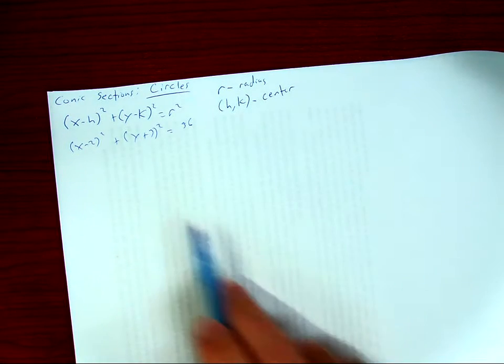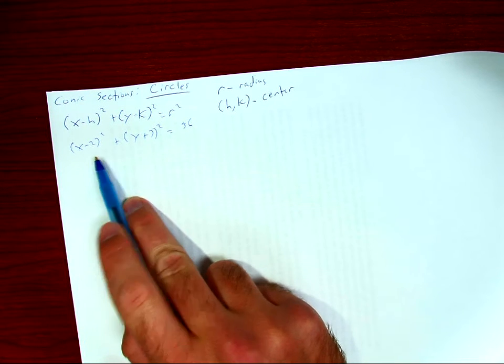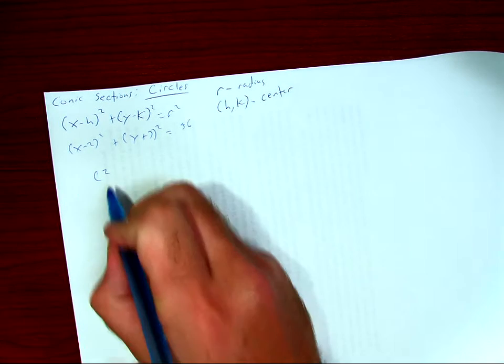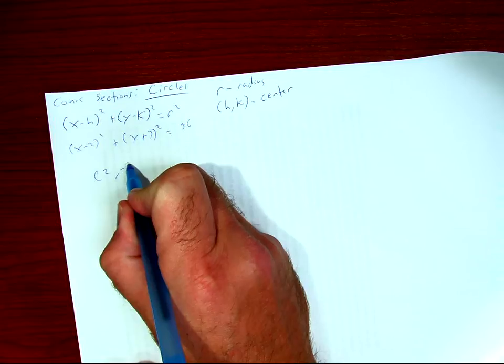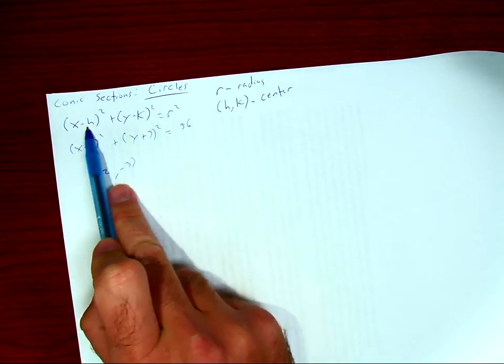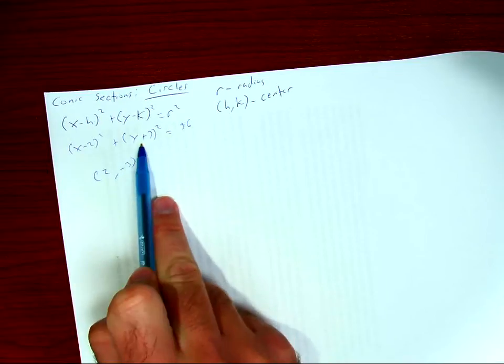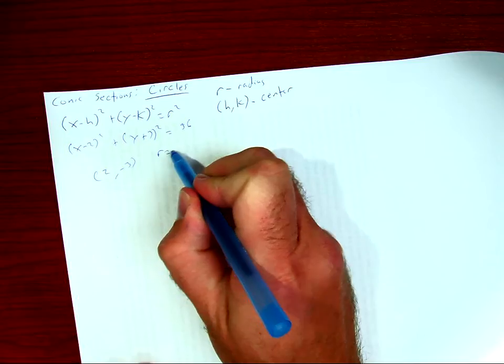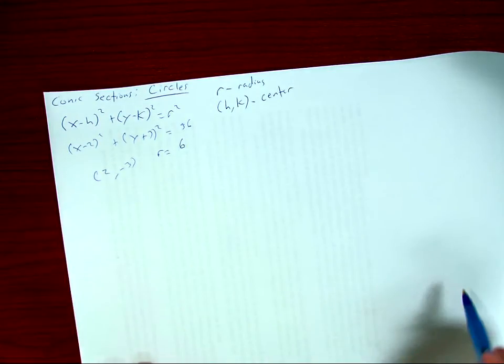Okay. So we can pull our h and k out of this. Our h is going to be 2. And our k is going to be -3. Note that they change signs, okay? Because it's minus minus, the signs will always be opposite. And our r here is 6.